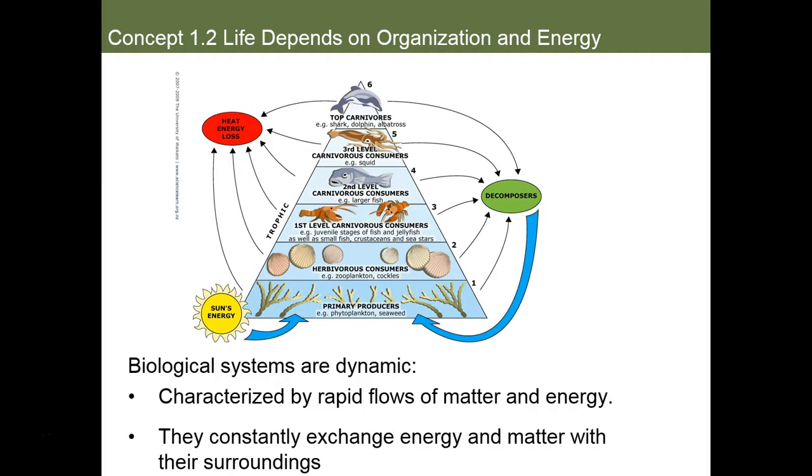One of the takeaway messages from the last few slides is that biological systems are dynamic. This is due to the flow of energy through them. They constantly exchange energy with their surroundings. This can be through food webs or through the flow of matter, such as water or nutrients. This can all depend on the amount of sunlight or food that is found within the system.